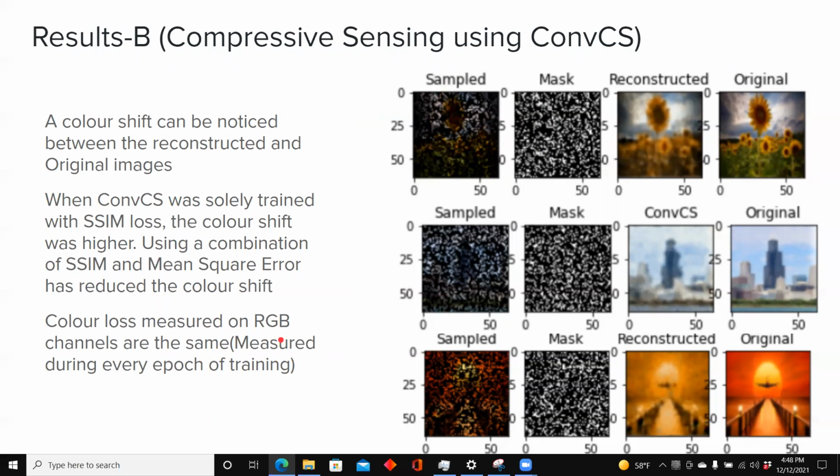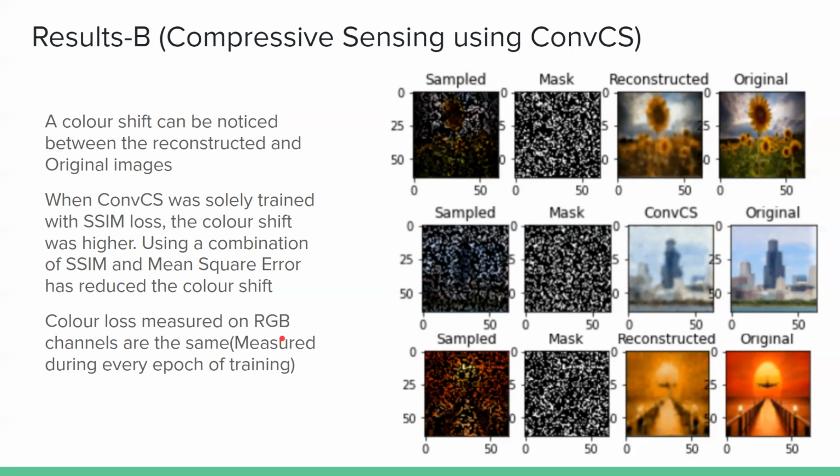So the ConCS was initially trained using the SSIM loss, which is the structural similarity index measure. And while using that loss, the color shift was much higher. Now, using a combination of SSIM and mean square error, we have significantly reduced the color shift. And the color loss was measured on all the 3 channels, and it was found to be consistent.